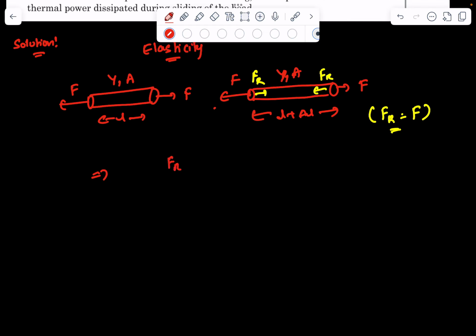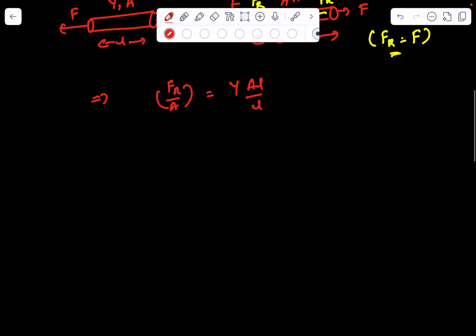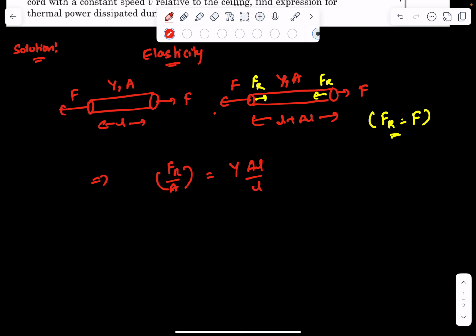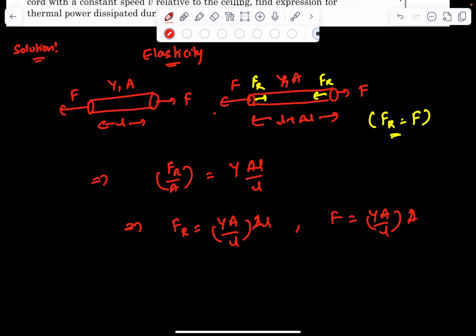From the properties of elasticity, the restoring force per unit area is equal to Y into delta L by L, where Y is the Young's modulus of the wire, which is a property of the wire. Different wires have different Young's modulus, but for a given wire, it is always the same. So F is equal to YA by L into delta L.